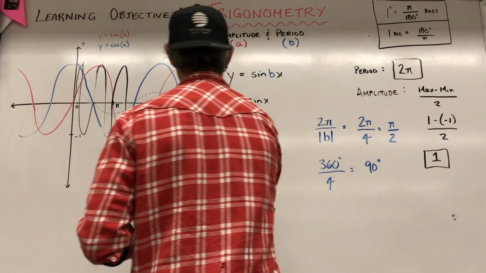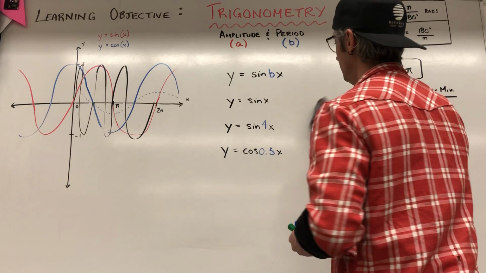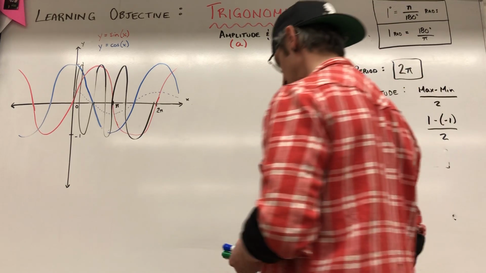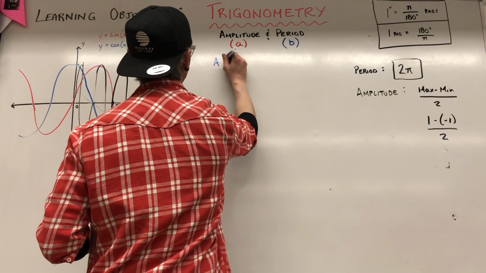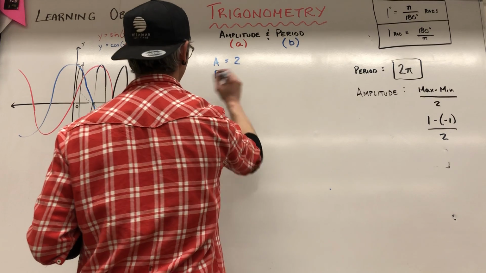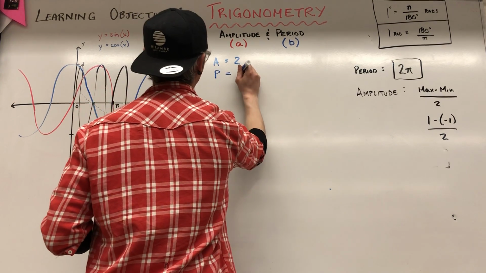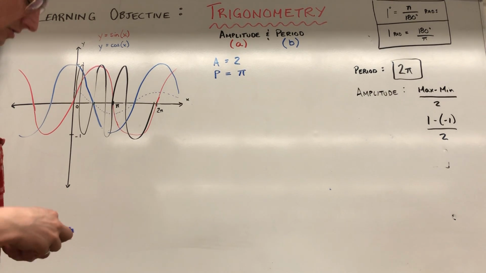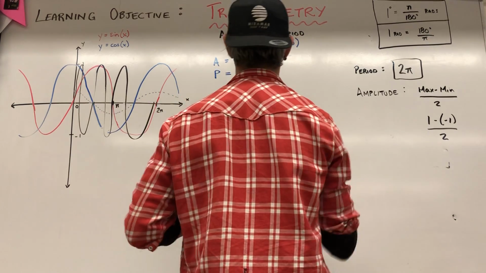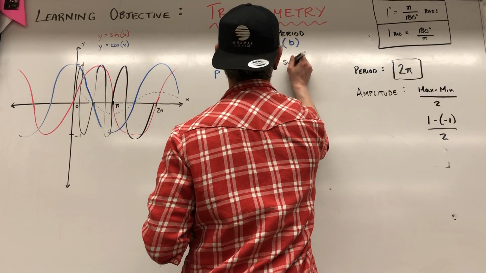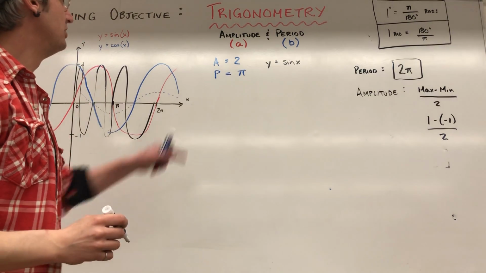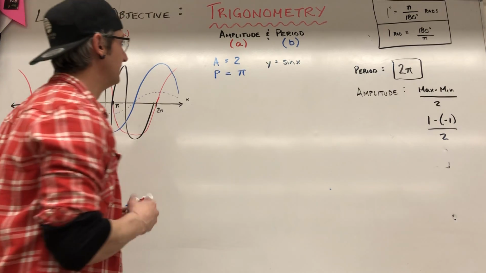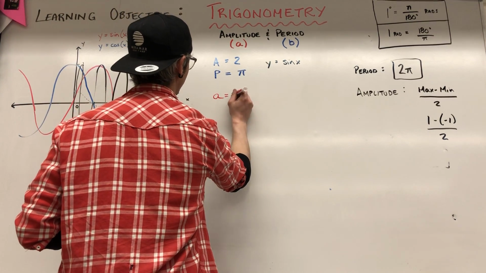So say they asked us, you have a sinusoidal wave that has an amplitude of 2 and a period of pi, and it asks what would the equation for that graph be? It's y is equal to sine of x based on that, okay? The first thing you know is if my amplitude is 2, then my a is 2. That's nice and easy and straightforward. So a is equal to 2.